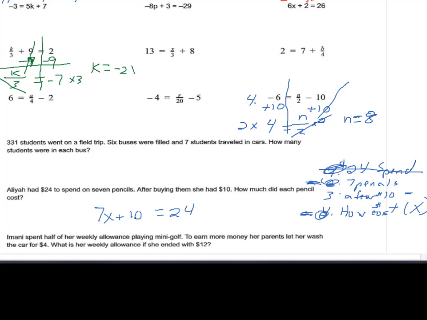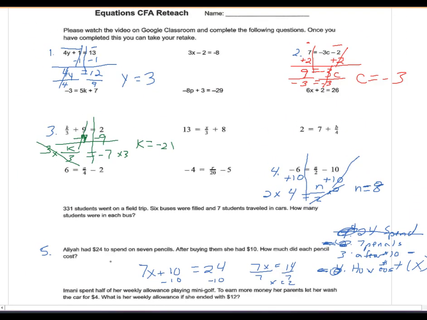We're going to solve it just like we always do. So 7x plus 10 equals 24. We're going to subtract 10. 24 minus 10 is 14. So now I have 7x equals 14. I'm going to divide, because 7x means multiply. Divide by 7. And that gives me x equals 2. Let's see, does that make sense? If she had 7 pencils at $2, that's $14, plus 10 is 24, and that's how much she had. Hey, that works out. Okay, guys, please review and take a look at everything if you need to.